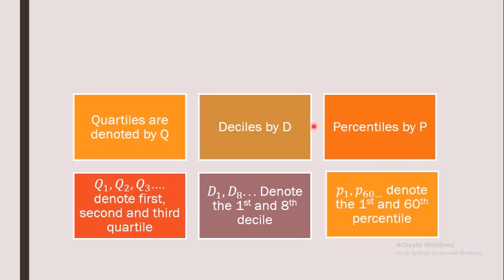Percentiles are denoted by the letter P. Here I have given an example: P1 is how you represent the first percentile, and P60 is how you represent the 60th percentile.